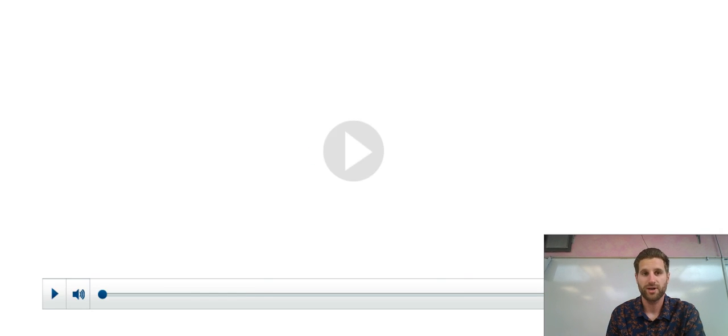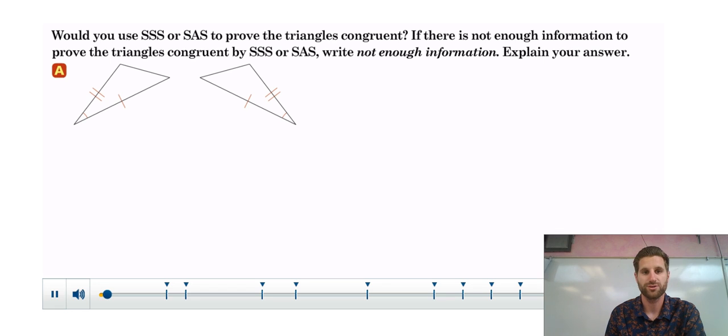Okay, so in this problem here, we're going to try to identify congruent triangles, and by what method. So we're going to use either side, side, side or side, angle, side. So our first one right here, we have these two triangles. Well, I like to label these. We have side, we have angle, and then we have side. Notice the order, SAS right there.